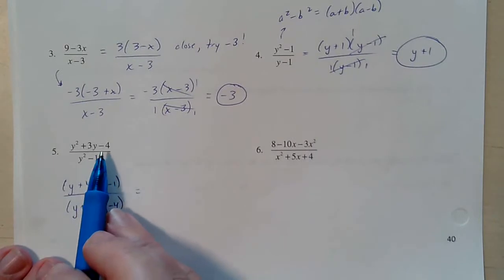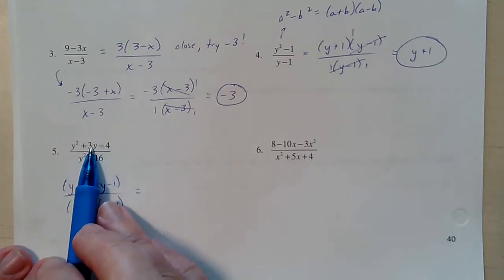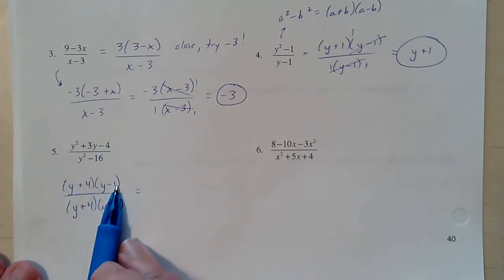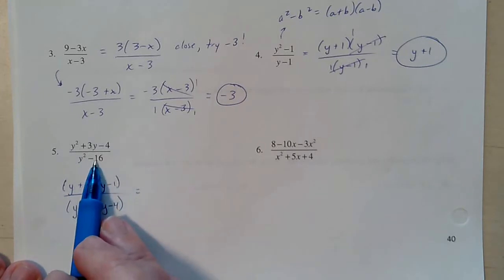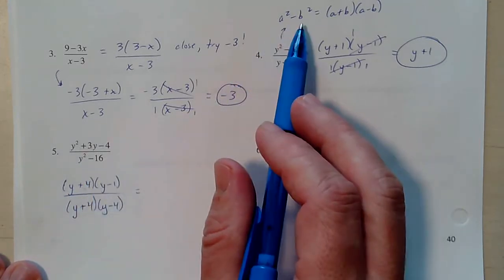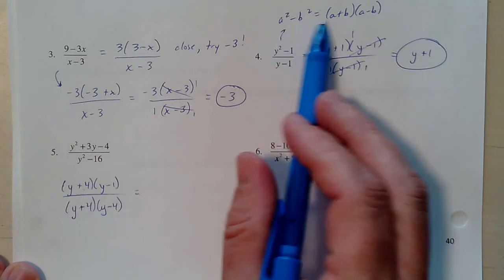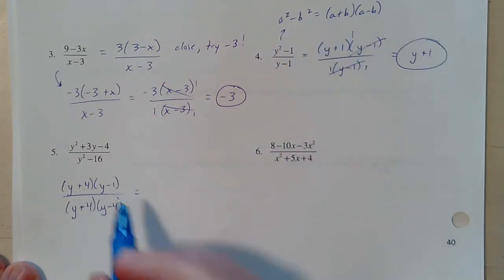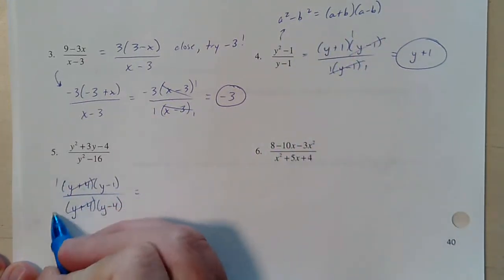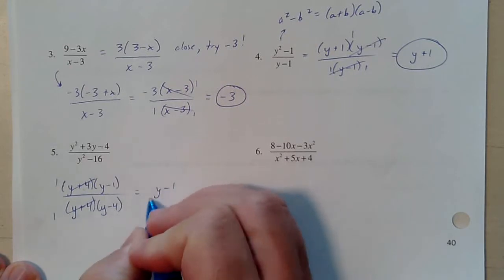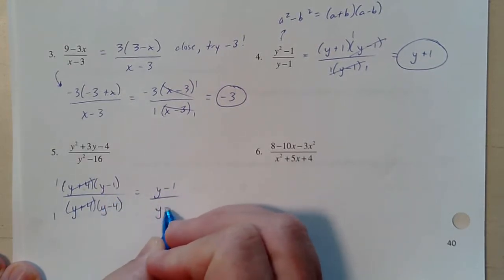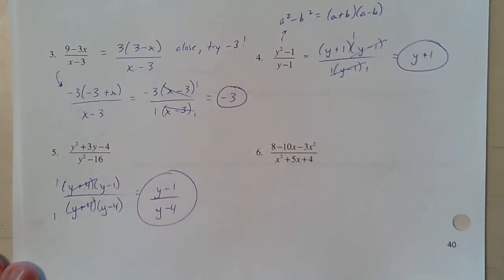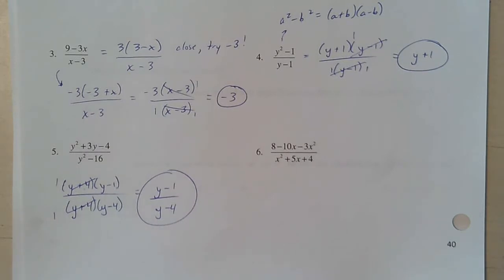Okay, here's your feedback on 5. Factors of negative 4 that add up to positive 3 are positive 4, negative 1. And then difference of squares on the bottom. Okay, y squared minus 4 squared is y plus 4, y minus 4. We do have a common factor, so we replace it with 1. So our final answer is that. Okay, last one, 6.